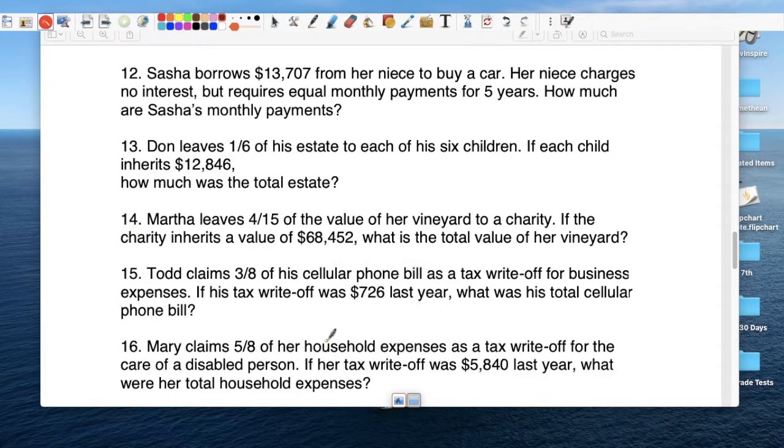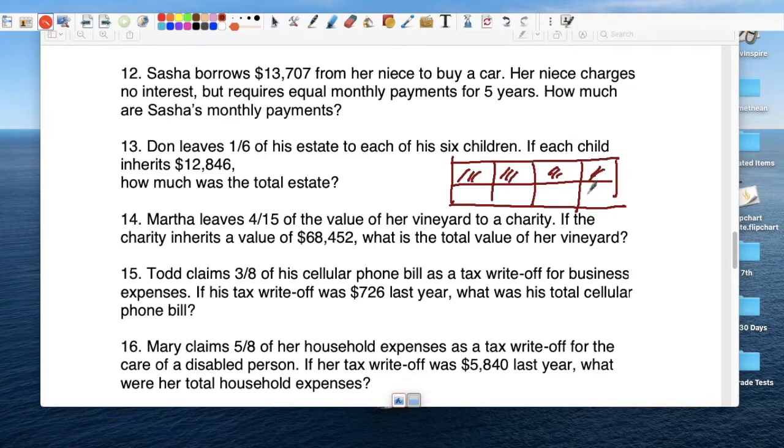So Mary claims 5/8 of her house expenses as a tax write-off for the care of a disabled person. Her tax write-off was $5,840. So I think the idea of you drawing this or something in 8s definitely helps. So we know that 1, 2, 3, 4, 5 of these 5/8, 5 of those parts. So 5/8 have a value of $5,840, combined.